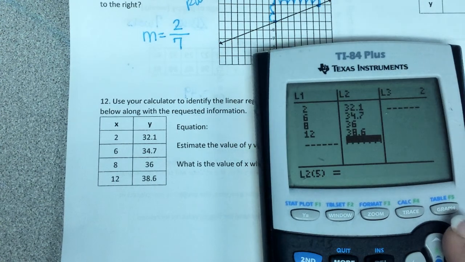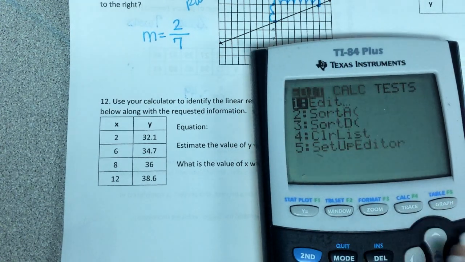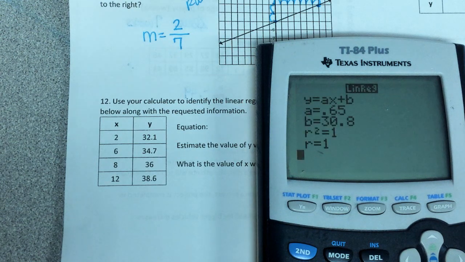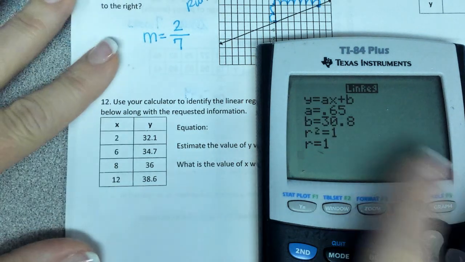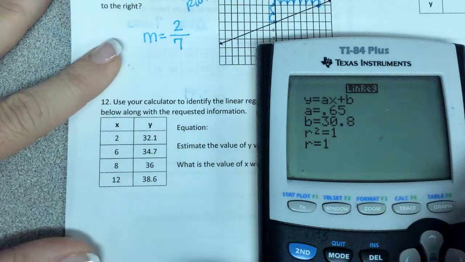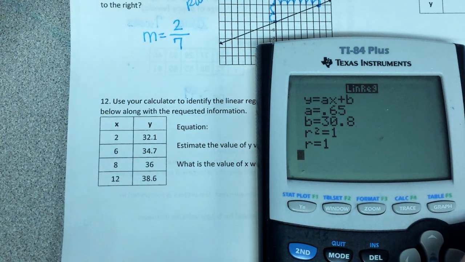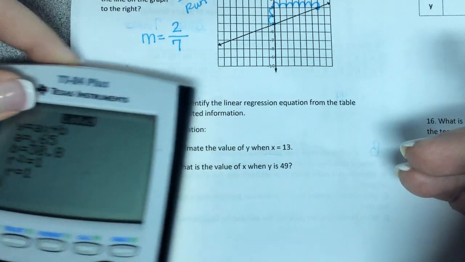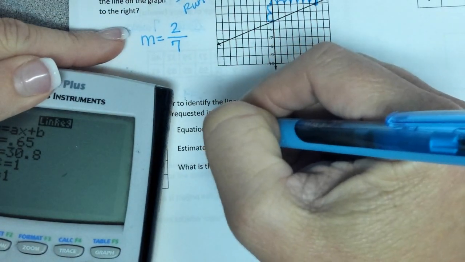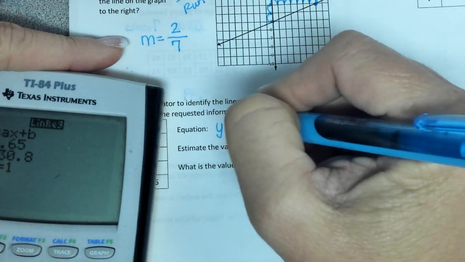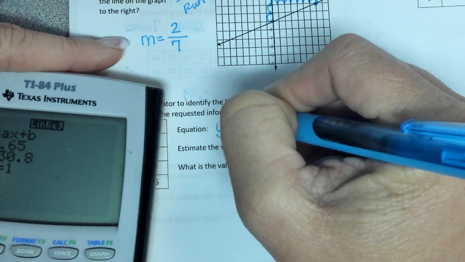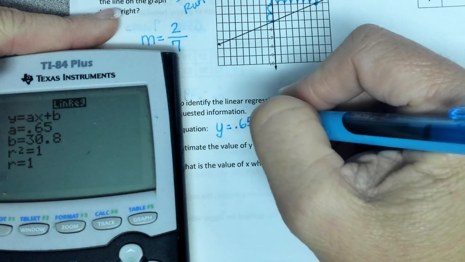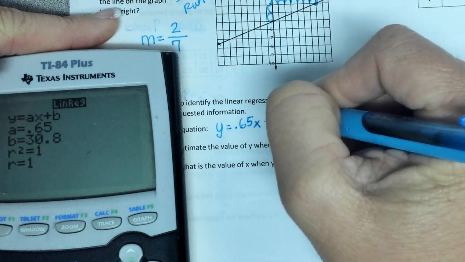And then again, once we get our data entered, we're going to go back to stat, move over to calc, hit 4, and then enter 5 times. Okay, and then I'm going to write it just in this form as they have it right here, because I don't have to do any graphing, right? So I can leave it as a decimal. So it's going to be y equals, and then the a value, which is 0.65, and then we put the x with the a, and then plus 30.8.